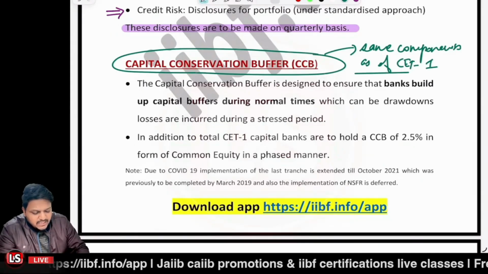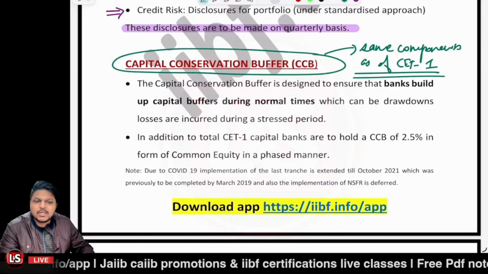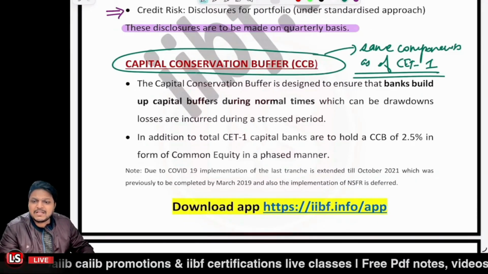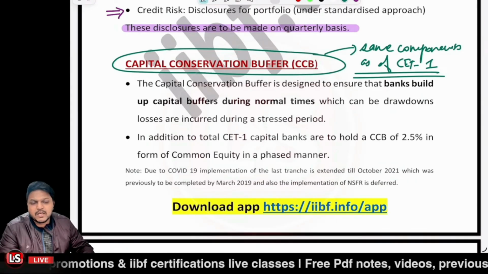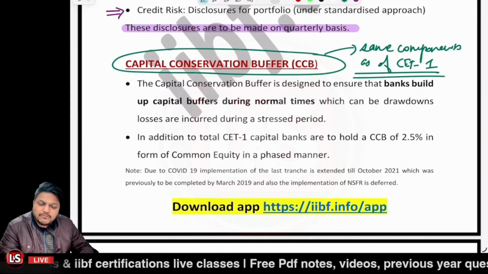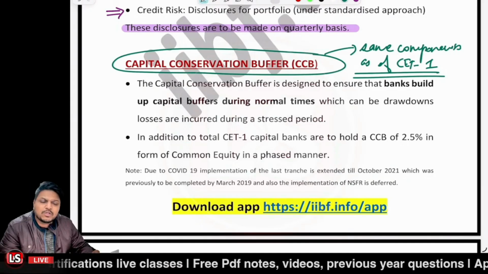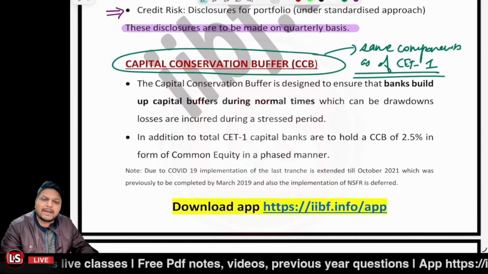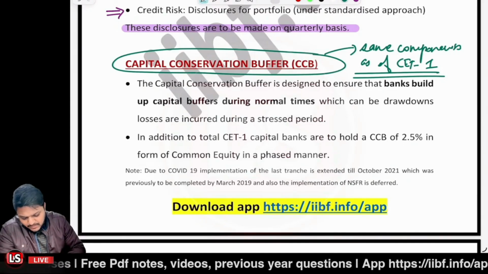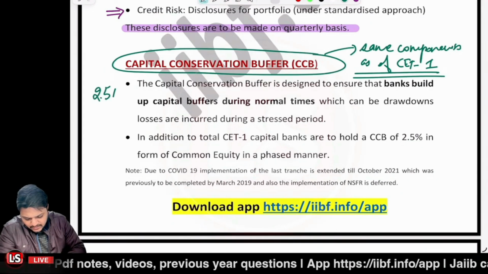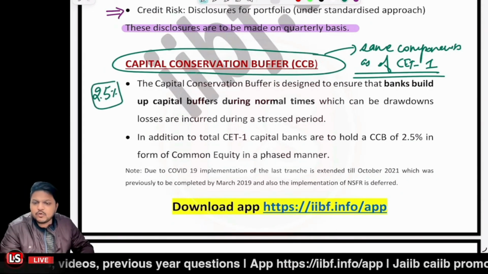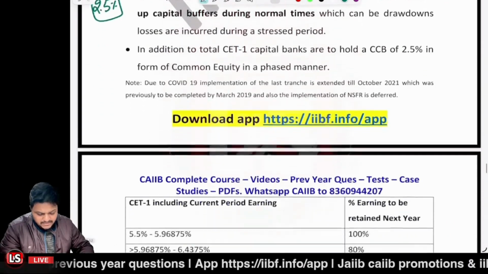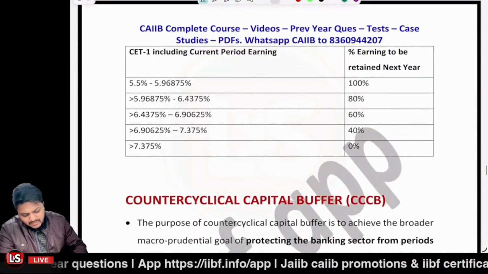Now in case of CET1 capital, we were having 10 components. From those same 10 components, the CCB is to be maintained. So it will be just like very good liquidity, or capital, that will be available to the bank. Okay. And the CCB is to be maintained at 2.5%. It is to be maintained at 2.5%, right? So that is the case. Do not look at this table.